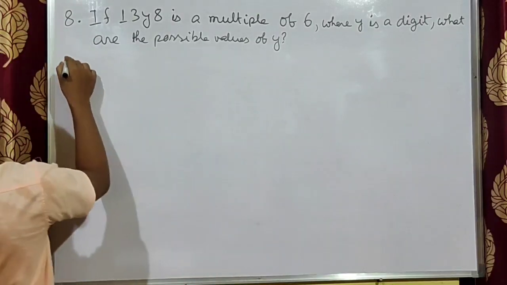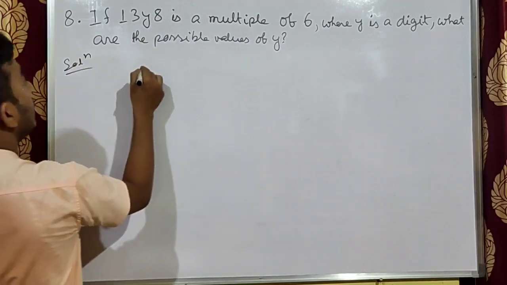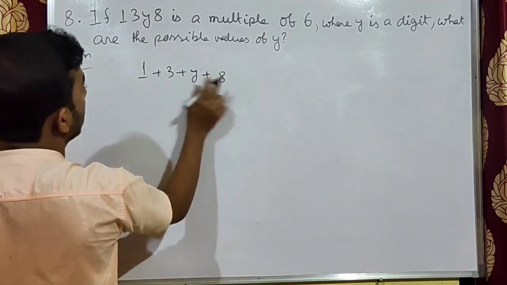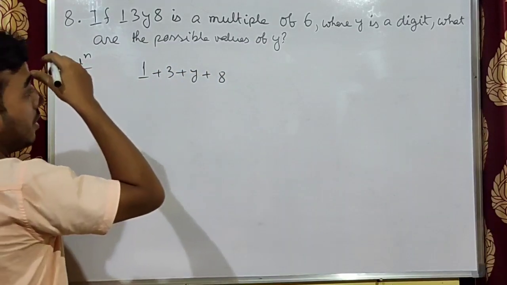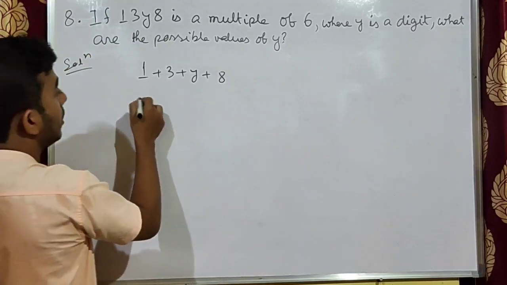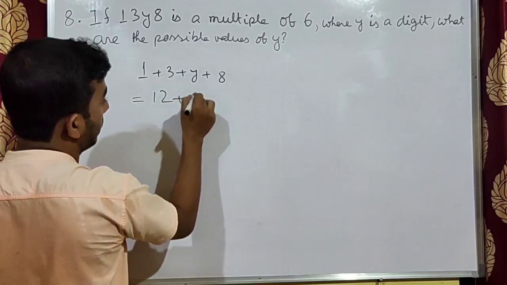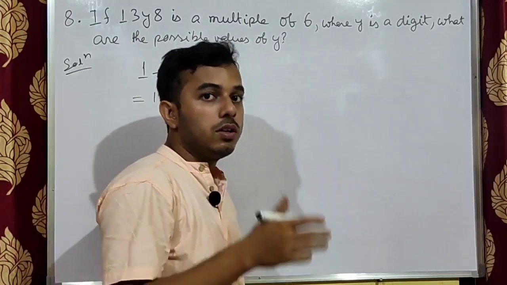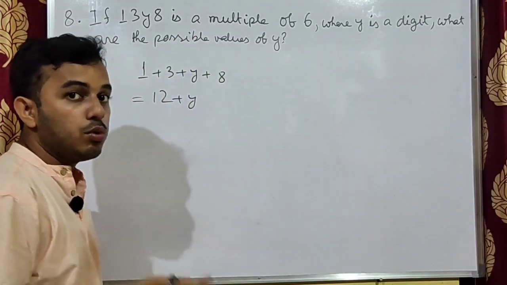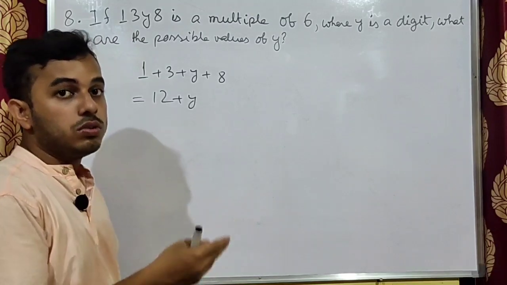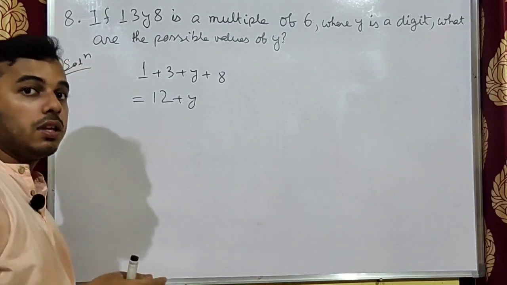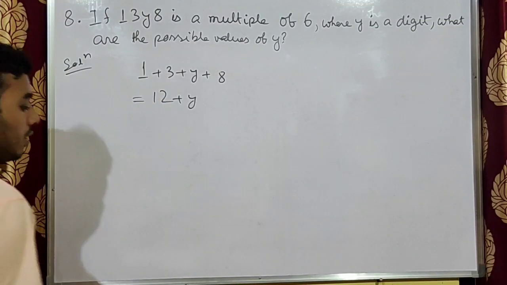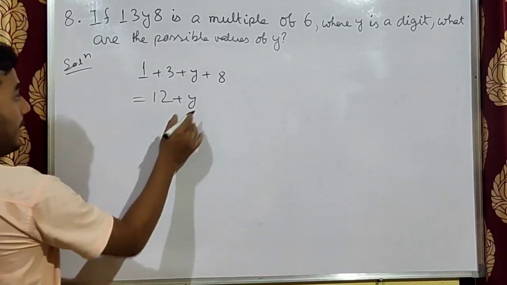So let us write the solution. 1 plus 3 plus y plus 8. 1 plus 3 is 4. 4 plus 8 is 12. It will be 12 plus y. Now we have to put values of y from 0 to 9. Those numbers which will be divisible by 3, that number will be divisible by 6. Okay, I am explaining to you. So first of all, let us find those numbers, right?